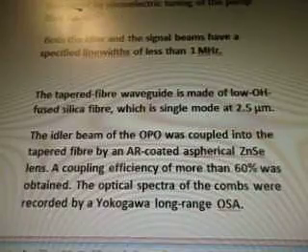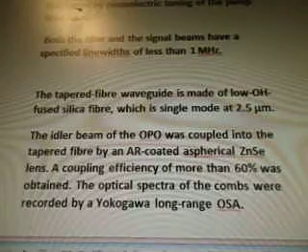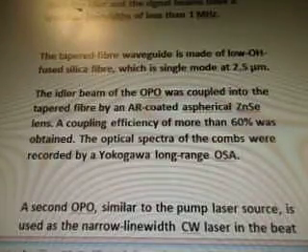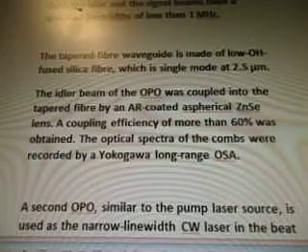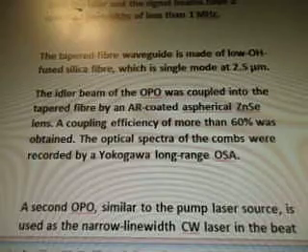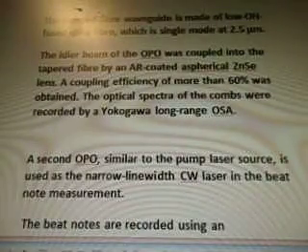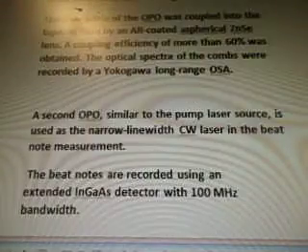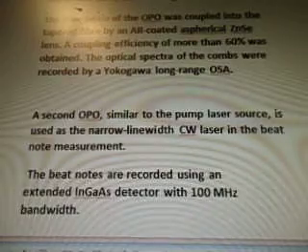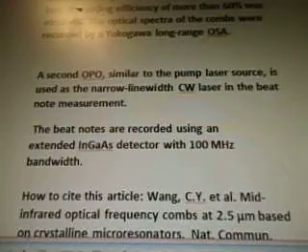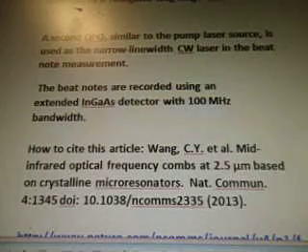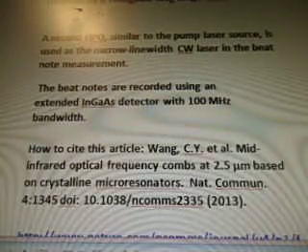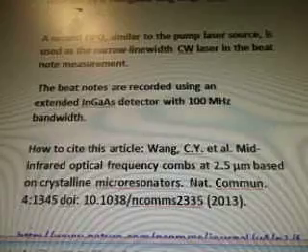The tapered fiber waveguide is made of low OH fused silica fiber, which is single mode at 2.5 micrometers. The idler beam of the OPO was coupled into the tapered fiber by an AR-coated spherical ZnSe lens. A coupling efficiency of more than 60% was obtained. The optical spectra of the combs were recorded by Yokogawa long-range OSA. A second OPO similar to the pump laser source is used as the narrow line width CW laser in the beat note measurement. The beat notes are recorded using an extended InGaAs detector with 100 MHz bandwidth.